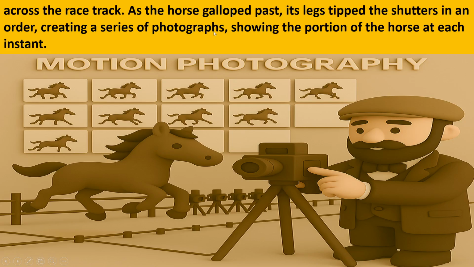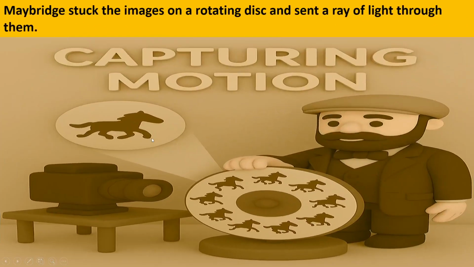The wire was stretched across the racetrack as the horse galloped past. Gallop means run fast. Its legs tripped the shutters in order. See, like this in the picture, he got the moving picture, creating a series of photographs showing the position of the horse at each instant. 16 photographs they have taken at different places.